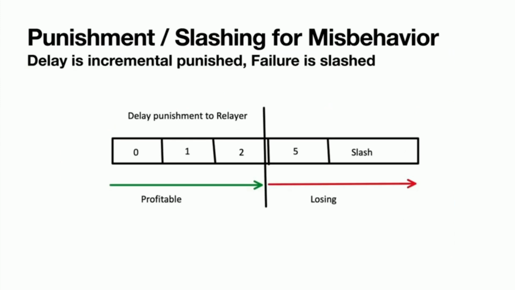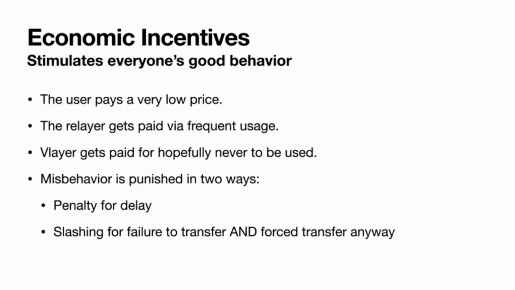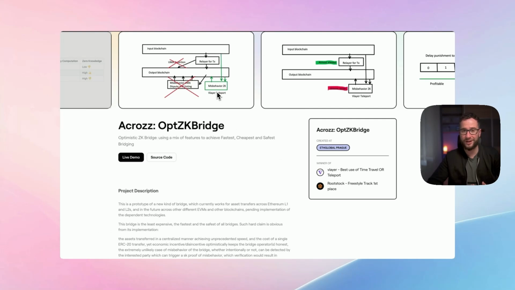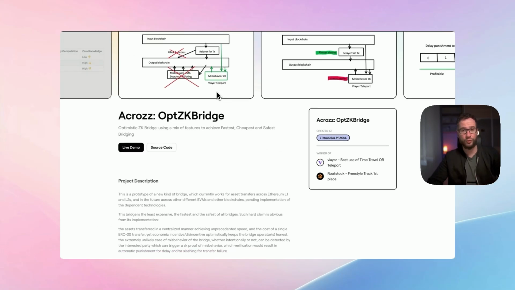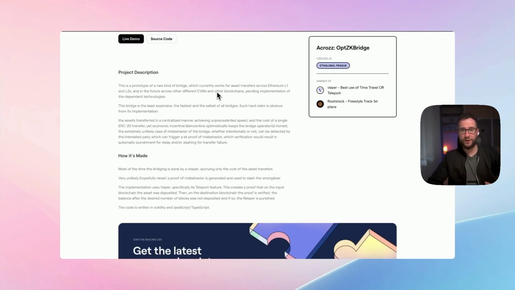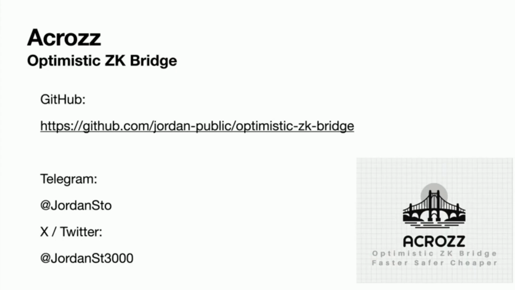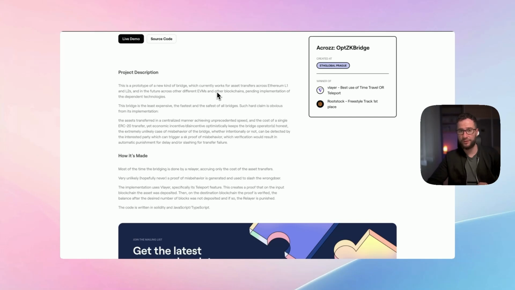And it turns out that here, Jordan, the author of the project, came up with a solution: we can use vlayer teleport proofs to prove misbehavior of the Relayer and, for example, punish it for wrongdoing by slashing Relayer tokens. I think it's a very smart usage of teleport. And if you are curious about how this works, you can check the code of this project in the description of that video.